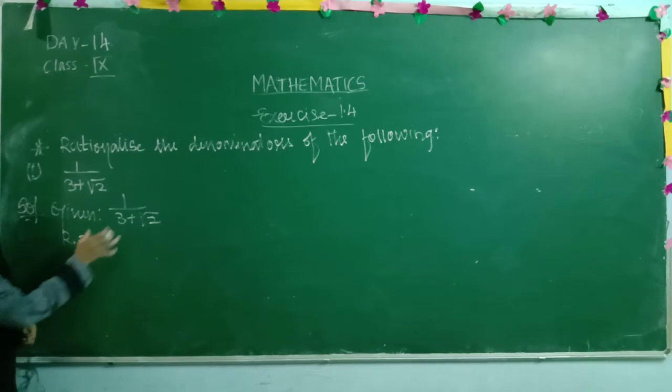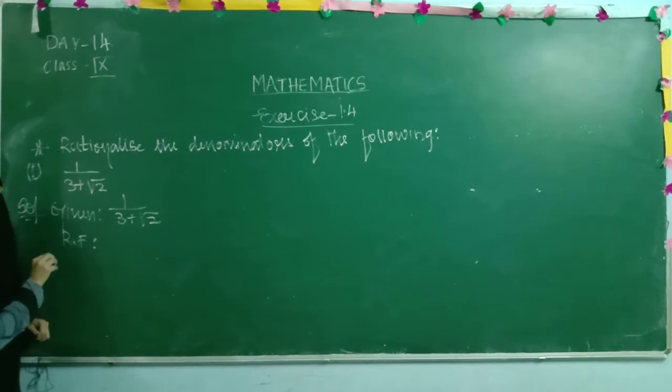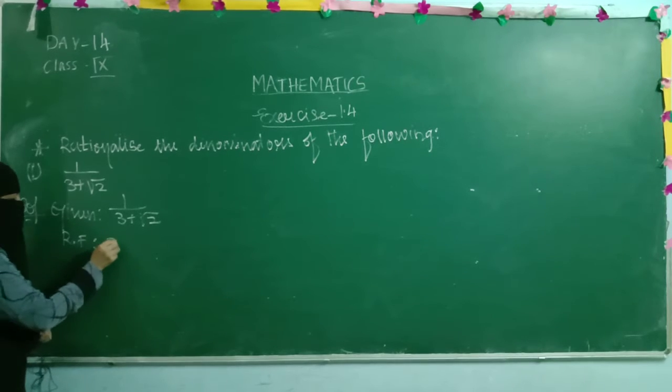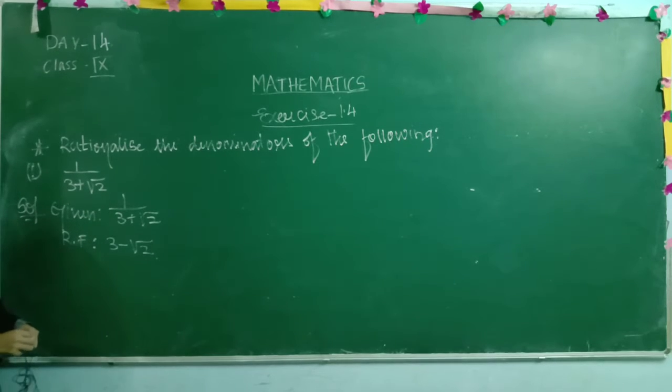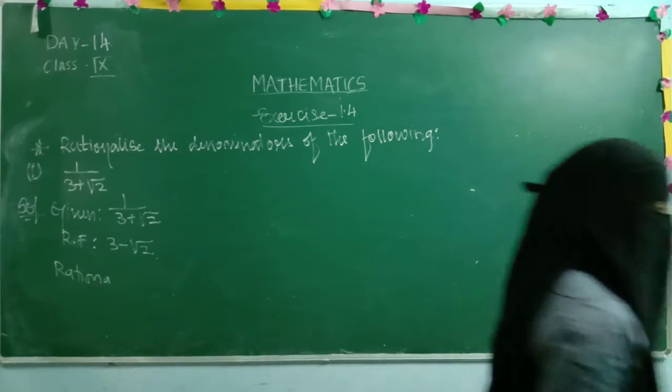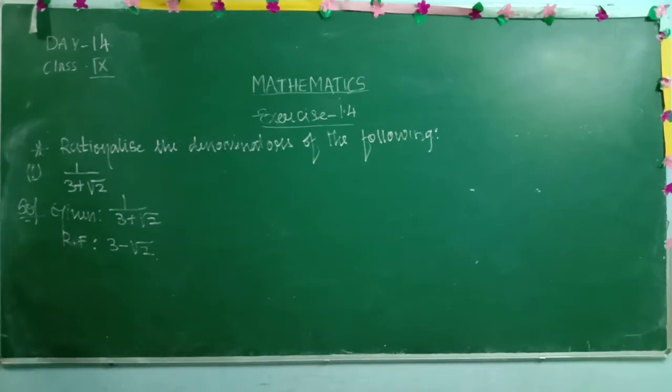I said before also, whatever the number is given, that same number with the change of sign we have to take. So here the rationalizing factor is 3 minus root 2. Just we need to change this sign, plus to minus, minus to plus. Now we are doing rationalizing here, or we can write multiplying the given number in the numerator and denominator by rationalizing factor.